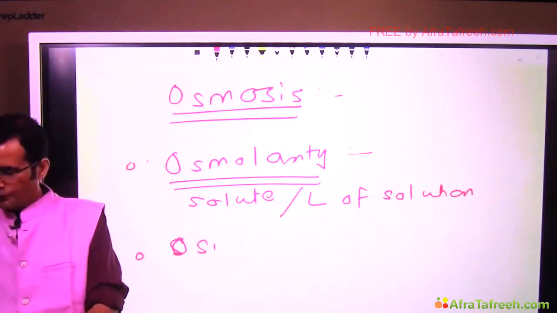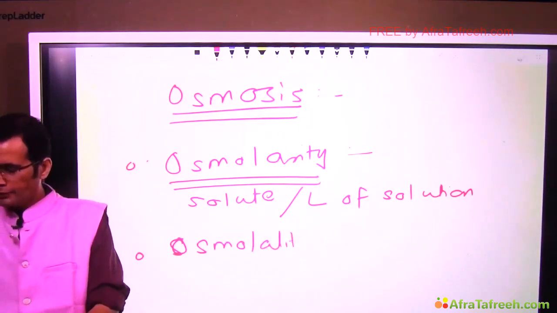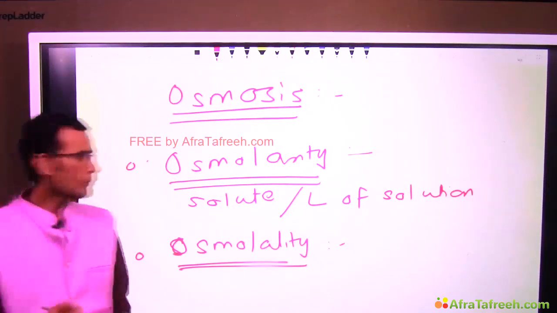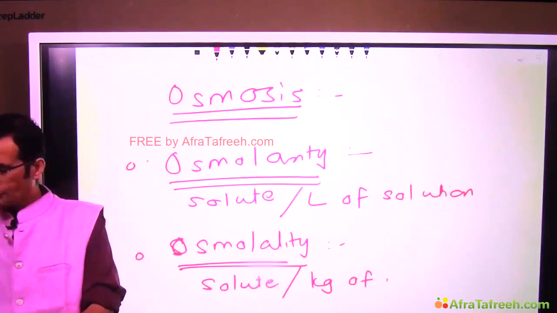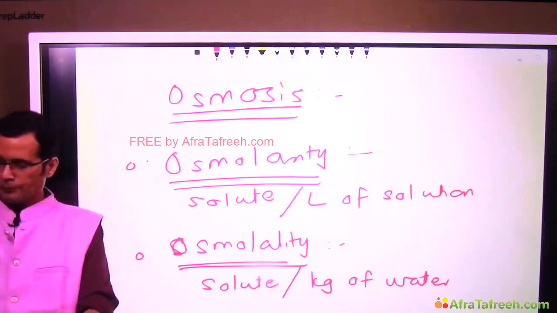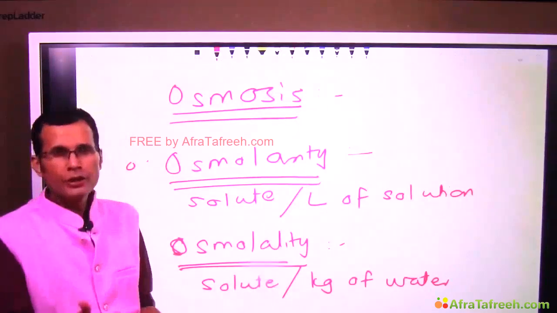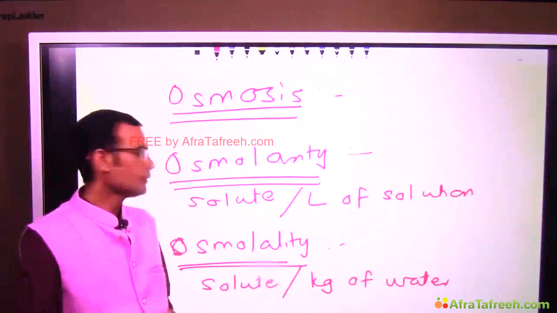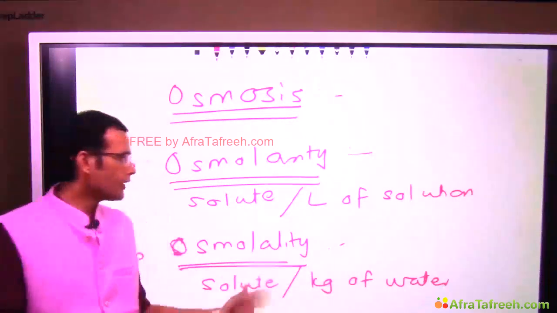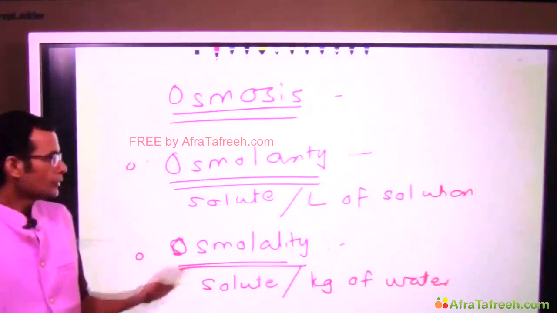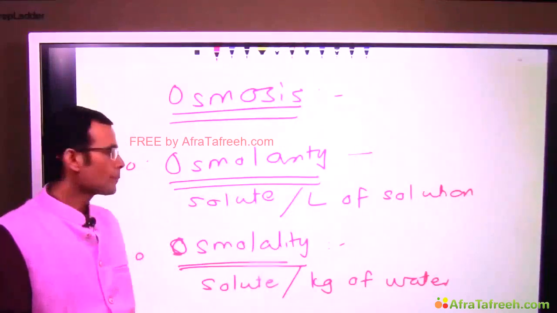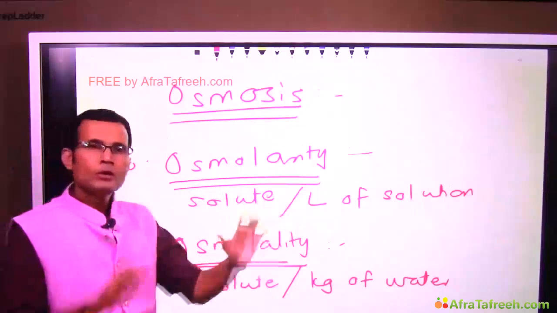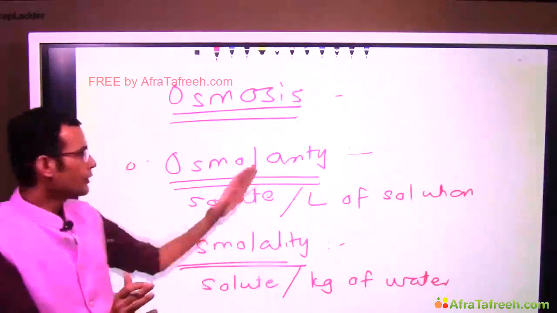Whereas osmolality is the mass of solute per kg of the solvent, and in the body water is the solvent, so I have written it as water per kg of water. So that's the difference between osmolarity and osmolality. The perspective is different in these two terms.